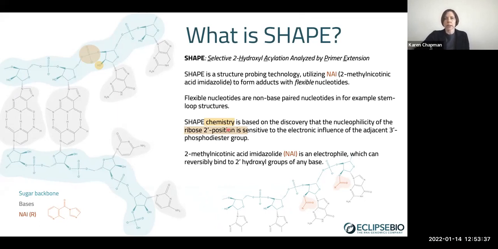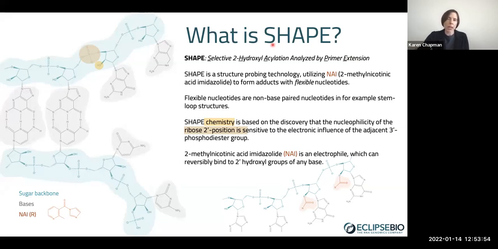So CHAPE is selective 2' hydroxyl acylation analyzed by primer extension. So that's the derivation of that acronym. And since it actually looks at the shape of the RNA, it's one of those acronyms that really works.